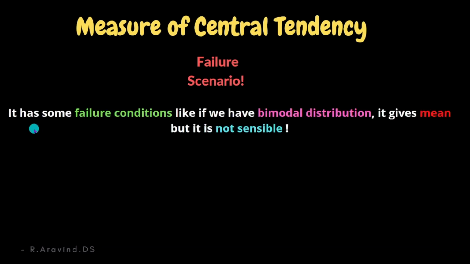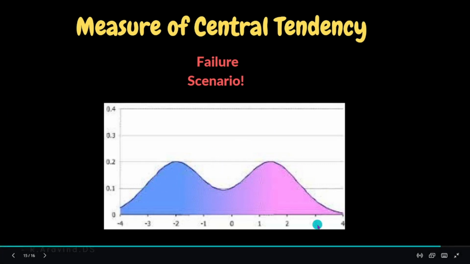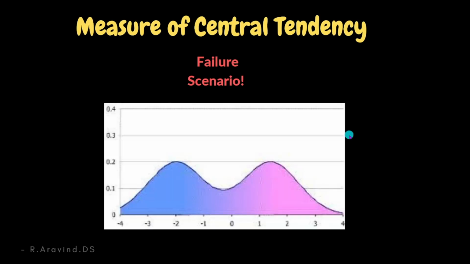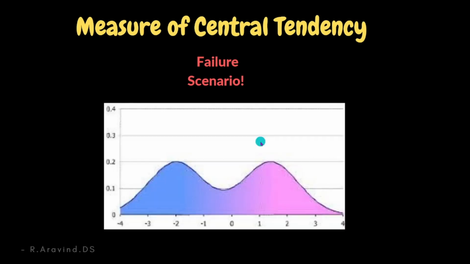This is what I'm telling you. It has some failure conditions, like if we have a bimodal distribution. If you have only one peak, it is a unimodal distribution. If you have two, it is bimodal. If you have three, four, it is a multimodal distribution. So it will give a mean, but it is not sensible. You can't interpret this properly actually.